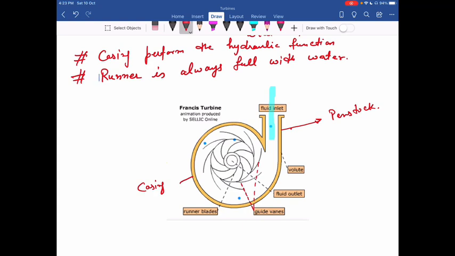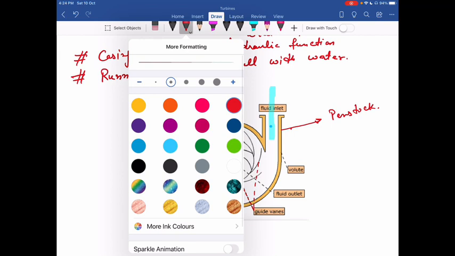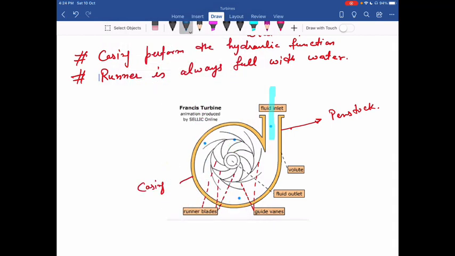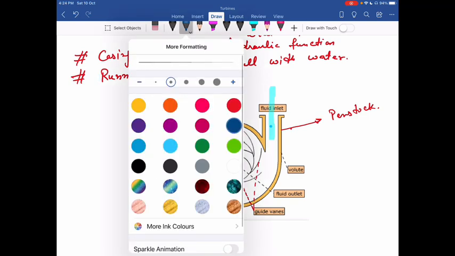After that water enters the runner. So you can say these vanes, these we call the runner blades. If I mark it with some other color, you can see these are the runner blades. So the outer ones are the guide vanes, and on the inner side we have the runner blades.